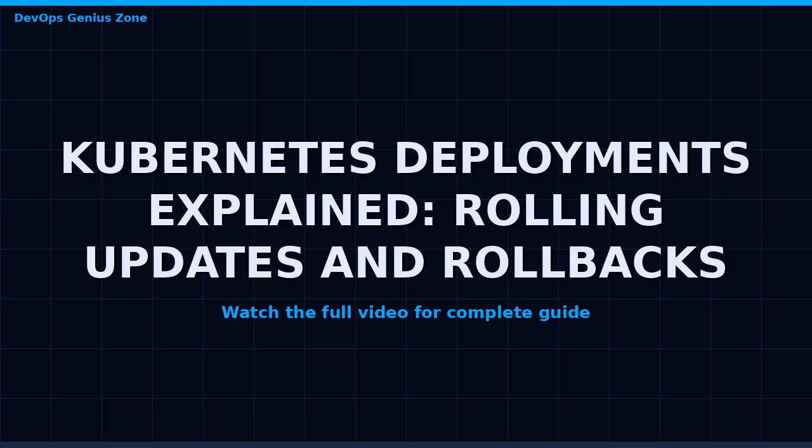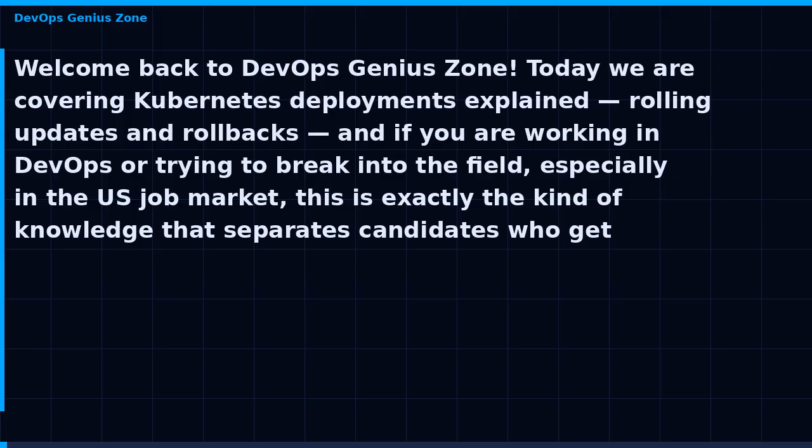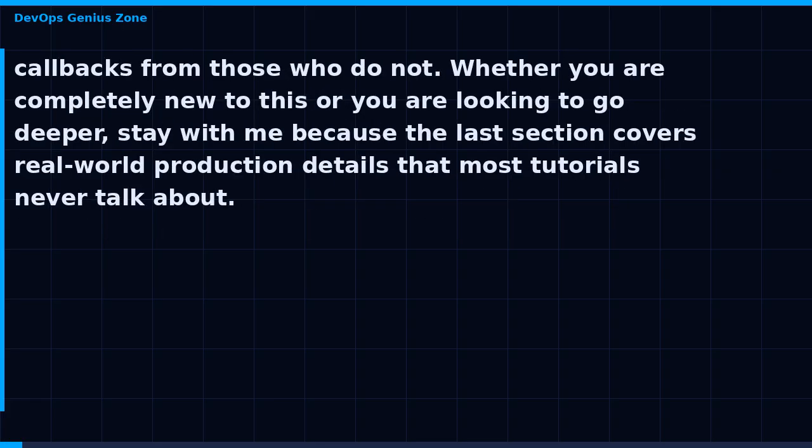Today we are covering Kubernetes Deployments Explained, rolling updates and rollbacks, and if you are working in DevOps or trying to break into the field, especially in the US job market, this is exactly the kind of knowledge that separates candidates who get callbacks from those who do not. Whether you are completely new to this or you are looking to go deeper, stay with me because the last section covers real-world production details that most tutorials never talk about.